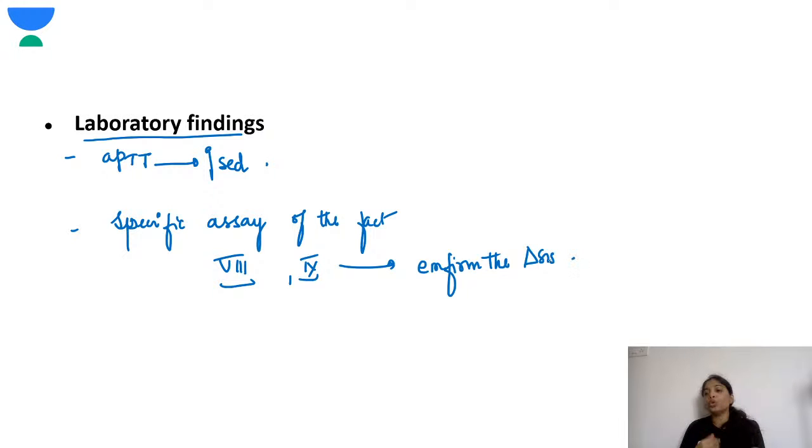Yeah, so you do platelet count and all that only as a thing. Yes, very good. All that is normal. So APTT is elevated. That is the main thing for hemophilia, and you have to get a specific assay. Once there is an APTT elevation, you have to get an assay of the factors, especially factor 8 and factor 9, to confirm the diagnosis.